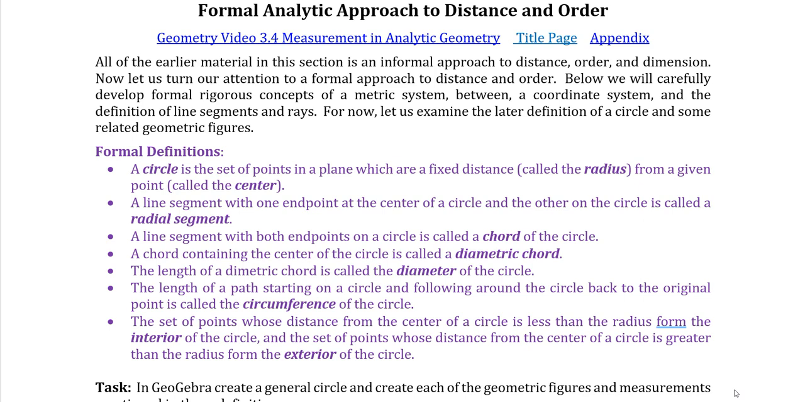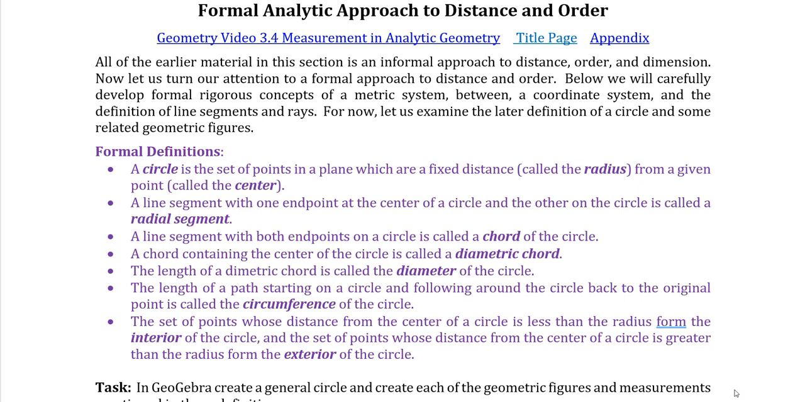A line segment with one endpoint at the center of a circle and the other on the circle is called a radial segment. A line segment with both endpoints on a circle is called a chord of the circle. A chord containing the center of the circle is called a diametric chord. The length of a diametric chord is called the diameter of the circle. Of course, that will be twice the radius. The length of a path starting on a circle and following around the circle back to the original point is called the circumference of the circle.